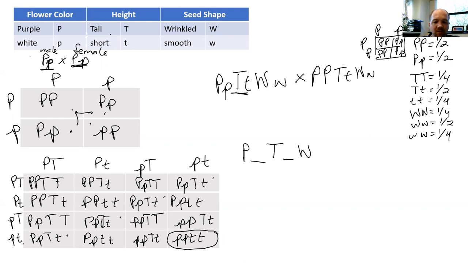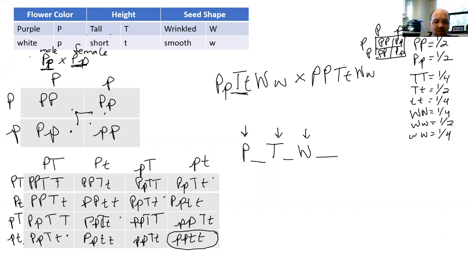Now you see that I put some dashes here because these are the dominant traits. We know that they have to have at least one of the dominant traits, but the other trait we don't necessarily know. So there could be a couple different possibilities. So what we have to do is figure out all the possibilities, figure out the probability of each, and then add them all up. So let's look at the first one.